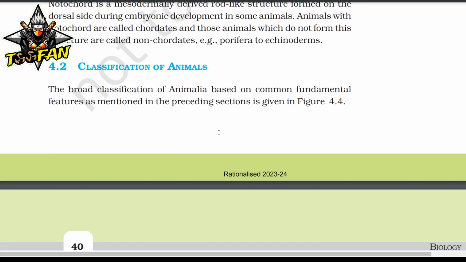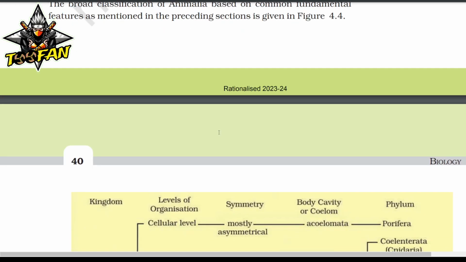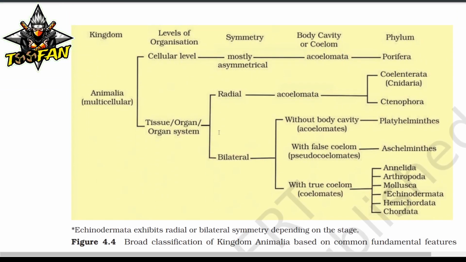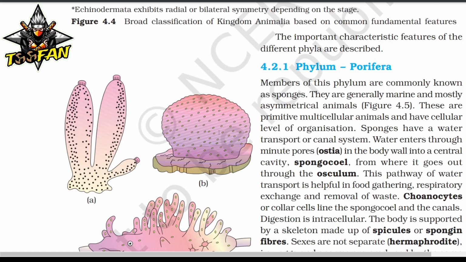Classification of animals. The broad classification of Animalia based on common fundamental features as mentioned in the preceding section is given in the figure, which we can see here. Now, important characteristic features of the different phyla are described. First one is Porifera. Phylum Porifera.